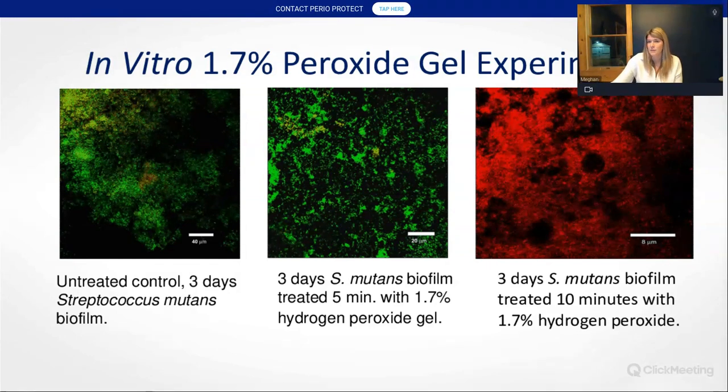So I do encourage you as clinicians, don't just treat your periodontal patients, treat your high caries risk patients as well. We can assume that if we're killing the #1 bacteria associated with decay, patients who are compliantly wearing ParaProtect trays are going to have a much decreased rate of caries over those patients who are not.